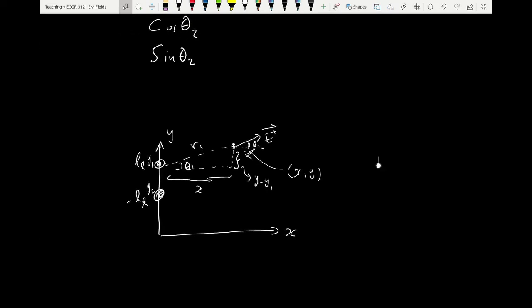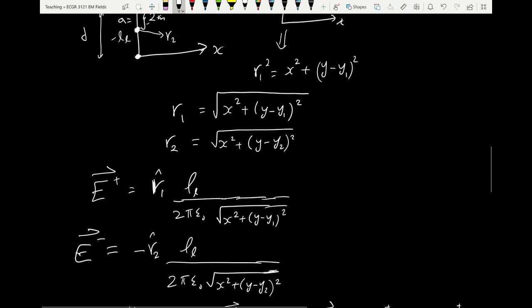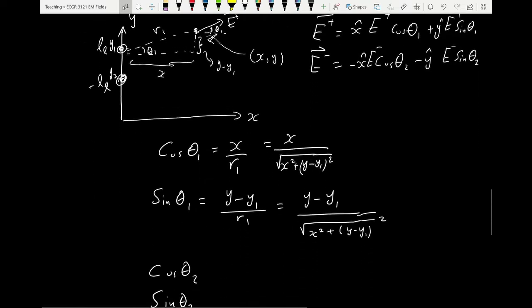Same thing. This is still point x, y, right? But now I want to look at the E minus field. So the E minus field is going to be this field, right? And then there's going to be an angle theta 2, which I've shown somewhere here.